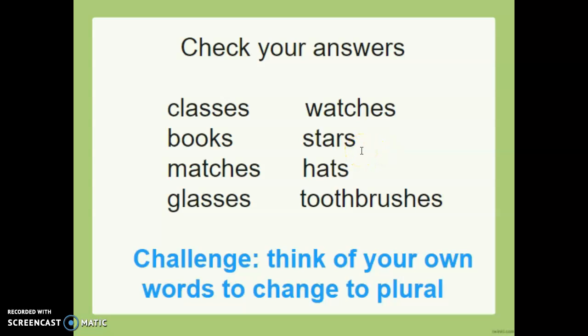Star becomes stars. You can hear just the one phoneme at the end of that. It's the same for hat as well. Hat becomes hats. Can you hear it at the end? Hats. Just one sound. And toothbrush becomes toothbrushes because it's got that sh sound there. Now, your challenge is to think of your own words to change to plural. Have a go at doing that and good luck.